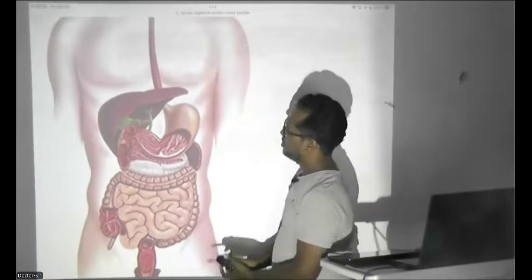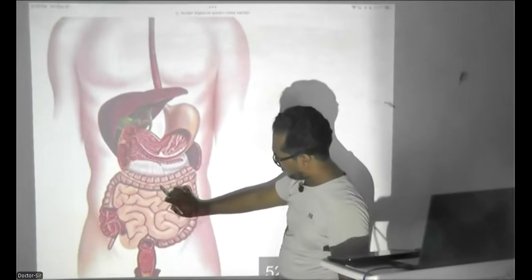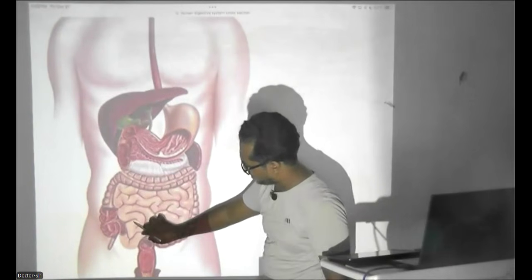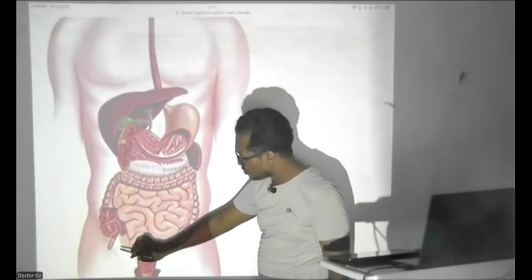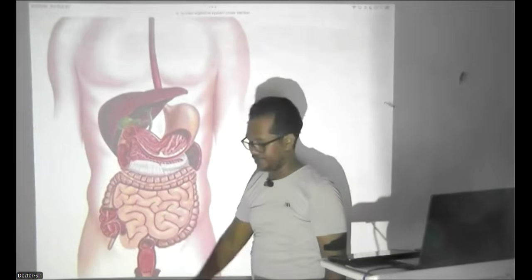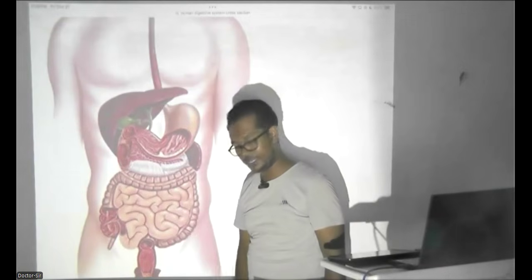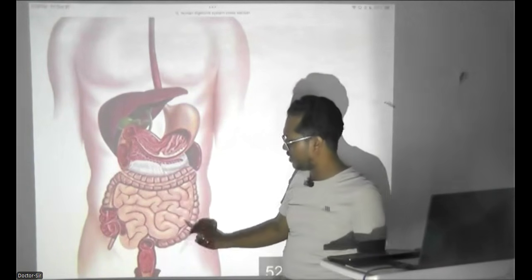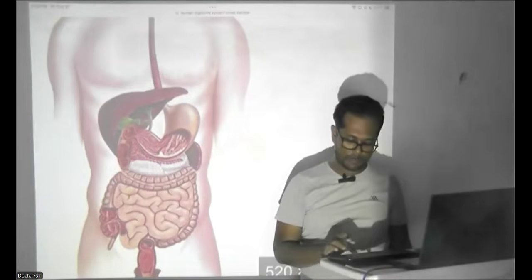Then the small intestine is a very large area. Then finally it enters the large intestine. That area we call the cecum. There is an appendix also located there. Then the food particles will go through the large intestine, then finally come down. So now you got the idea about that.